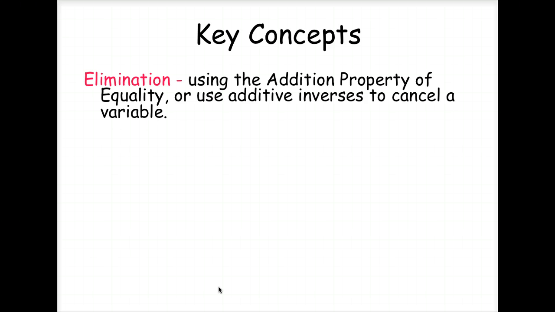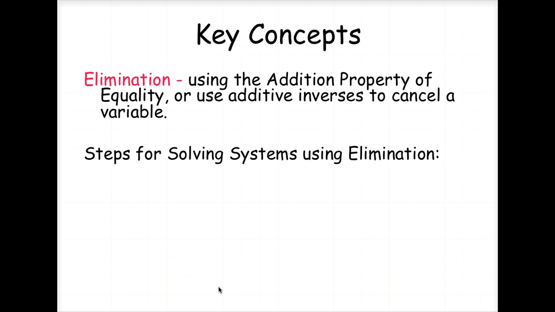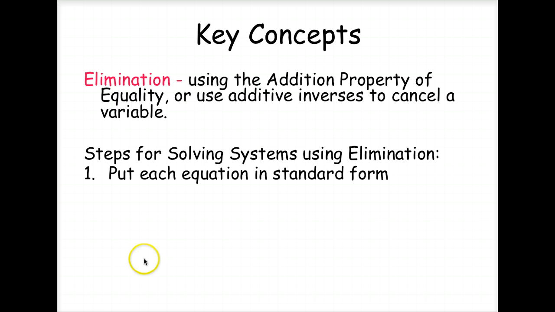Key concepts for today. Elimination is using the addition property of equality or additive inverses to cancel a variable. Now there are several steps for solving systems using elimination. First of all, you need to put the equations in standard form. Remember ax plus by equals c? There's a reason why we learned standard form.